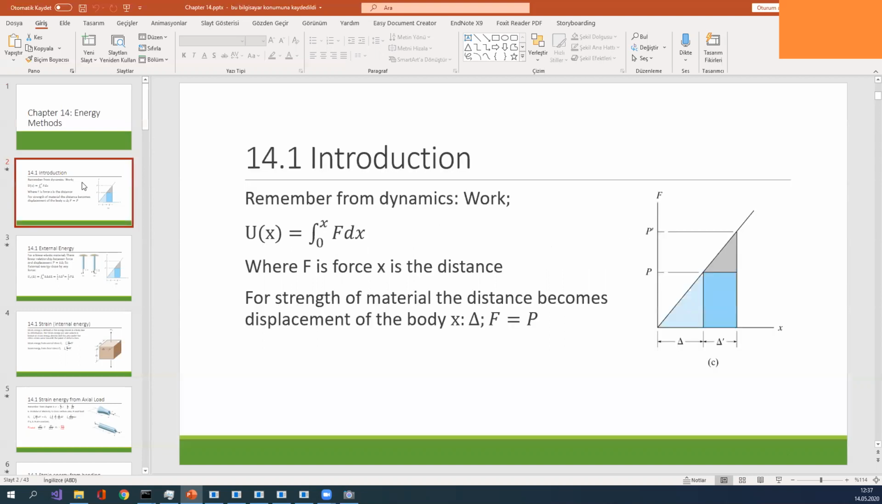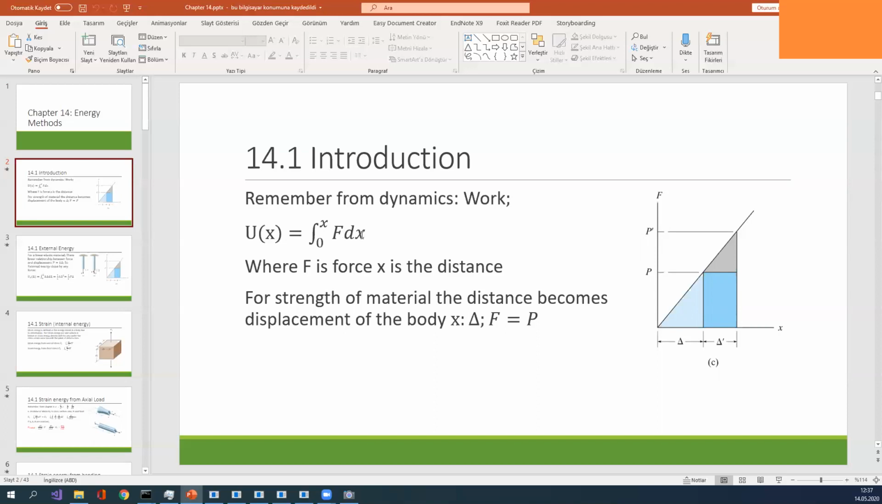First of all, we start with the meaning of work. You remember from high school, and also the dynamics course, if you took it, that work is equal to force times distance. If the force is constant, we can multiply it by the total distance. But if the force changes with respect to distance, we have to represent the work using an integration function, from 0 to x, of F times dx.